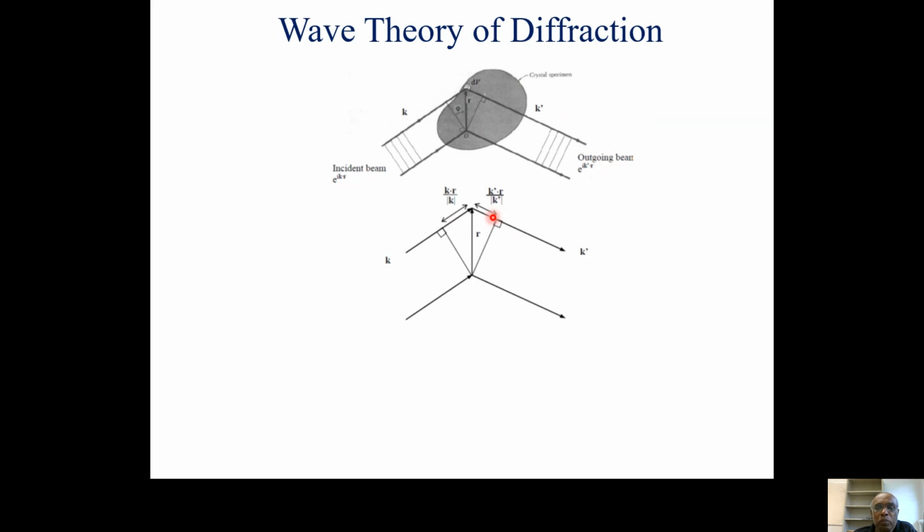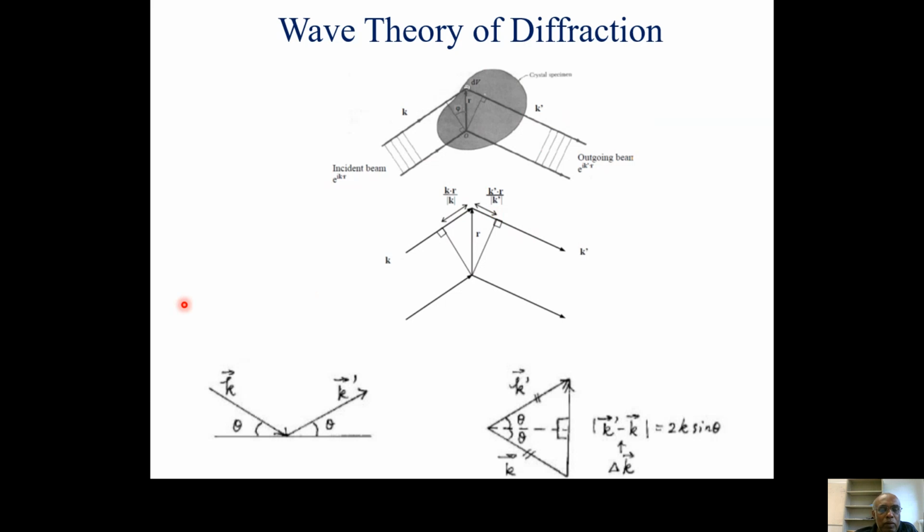But you can write this in easier terms. If the first one comes in like k and goes out with k prime, then the wave vector difference is k prime minus k, right? We also know that the magnitudes of k and k prime are not going to change, because we are going to talk about elastic scattering.